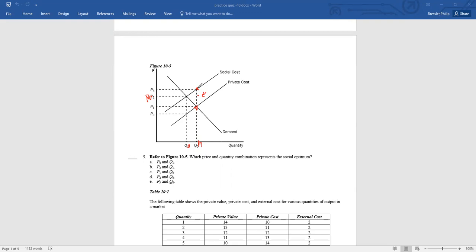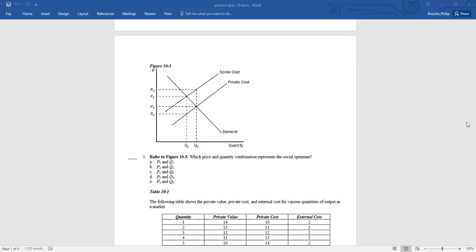And then again, in a situation like this, they could say, what would government do to get the market to socially optimal? Well, the government is going to create a tax, and the tax should equal the external cost, which is that. Okay. All right. So those are the type of questions I could see coming out of that type of graph.